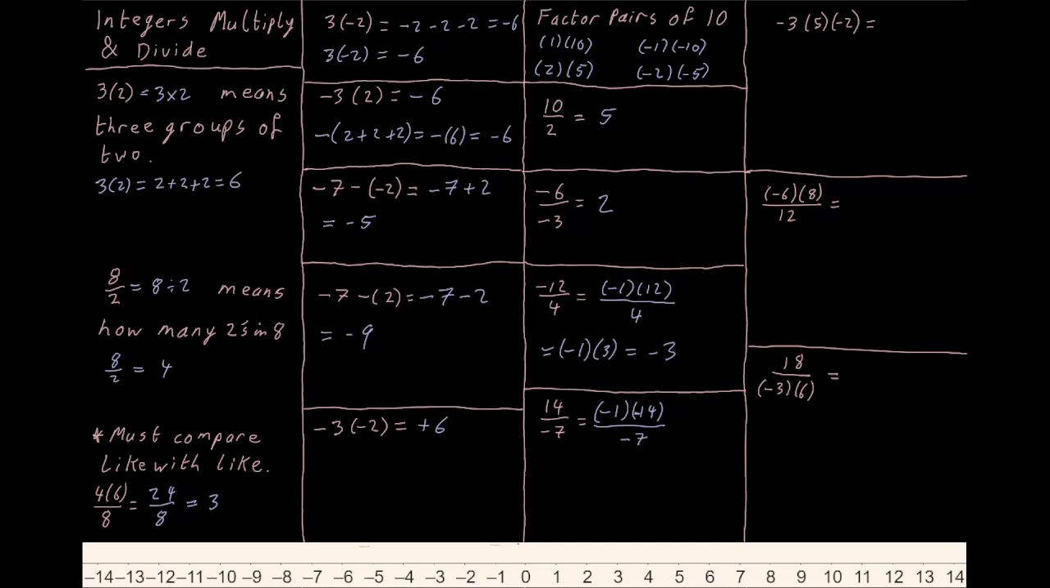If I'm all the way down at minus 14, how many minus 7s would fit in that group? Well, I'd have 1 minus 7 here, and another minus 7 would bring me here. So 2 of them would fit into that group. So I can say that that's the same as minus 1 groups of 2. So I'd end up with minus 2. So long as I compare like with like, I can do my division.